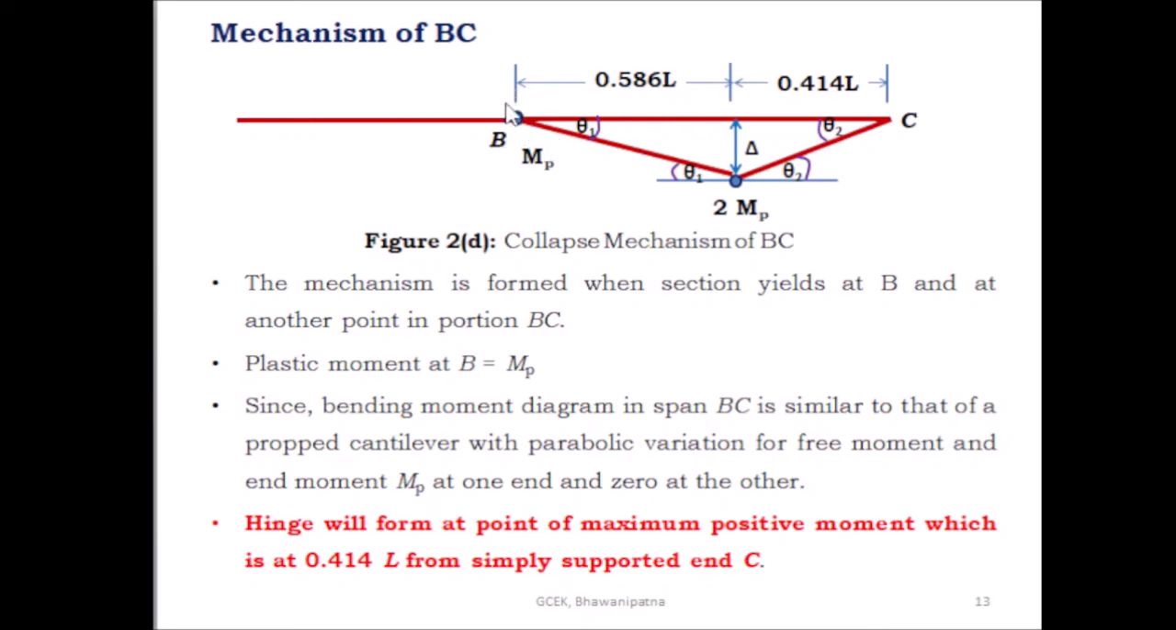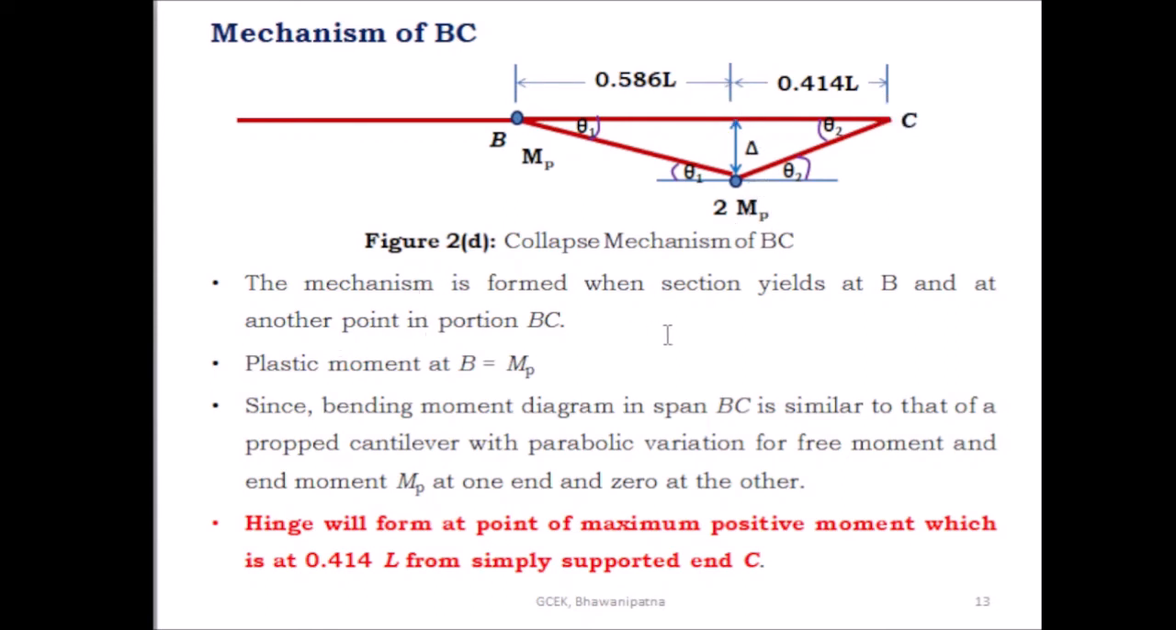So here this is the B hinge, and at the maximum bending moment another hinge, and the maximum bending moment will occur at a distance 0.414 L from the support C. Already we have discussed in the previous lecture where we will get the maximum bending moment in the case of a propped cantilever with UDL. So here also this span you have to consider as a propped cantilever. This end is fixed and this end is propped. Here the maximum bending moment will occur at a distance 0.414 L from the support C.